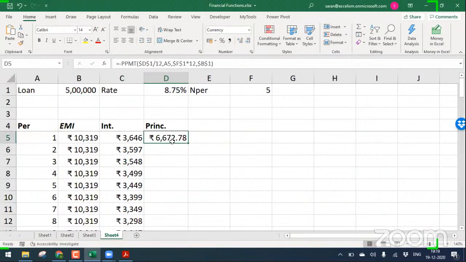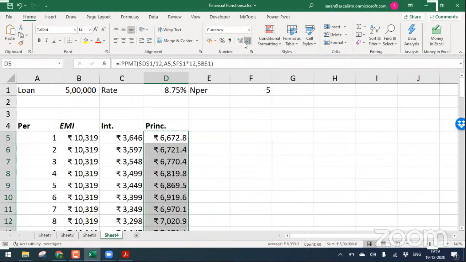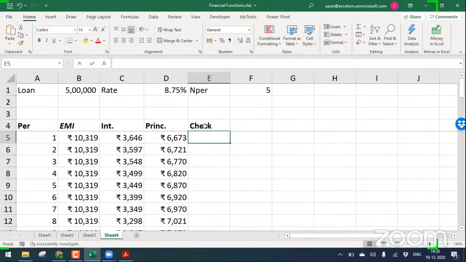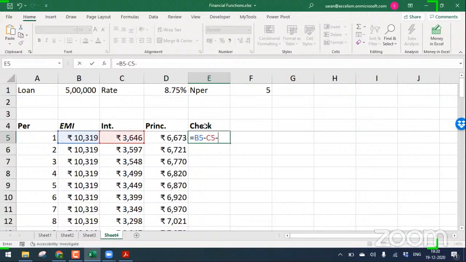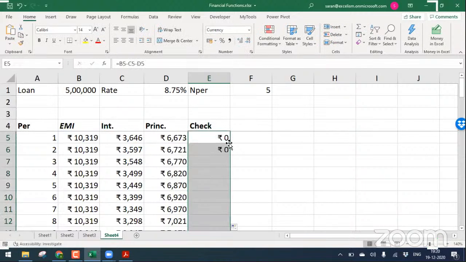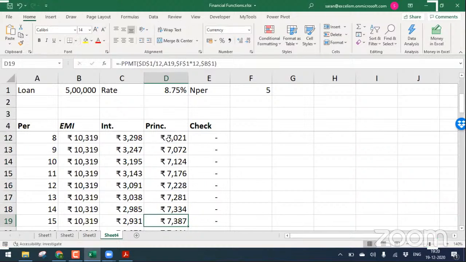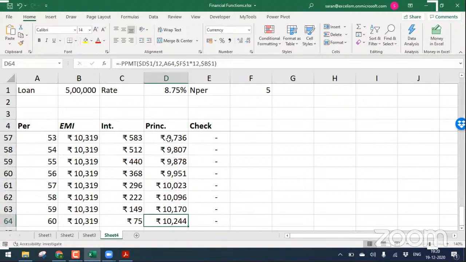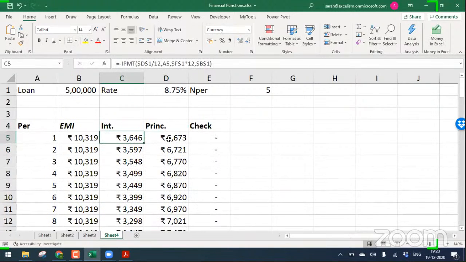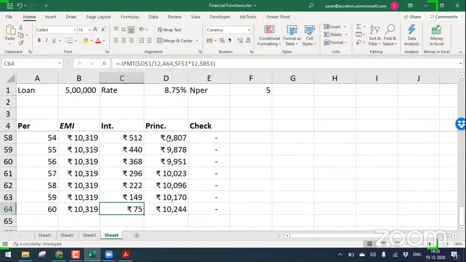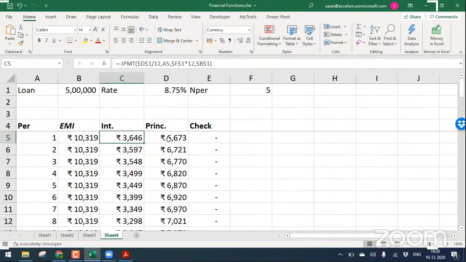Enter, copy, and paste. How do you know that these formulas are correct? Simple. Let me have a check. This minus this minus this must be 0. Copy and paste. Okay. Obviously, principal value will be lower in the initial portion. Then when you go towards the maturity, that will become higher. In the same way, interest will be higher in the initial days. When you go towards the maturity, that will become 0. Simple. Okay, so this is the interest calculation and principal calculation for a specific period.